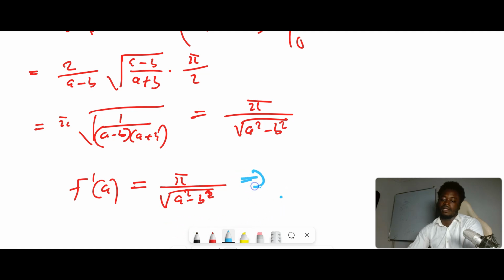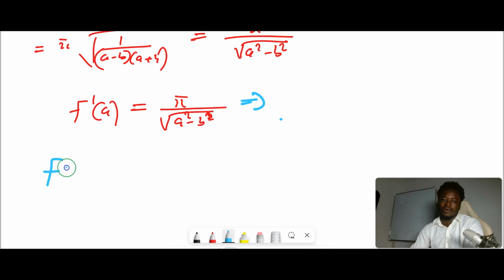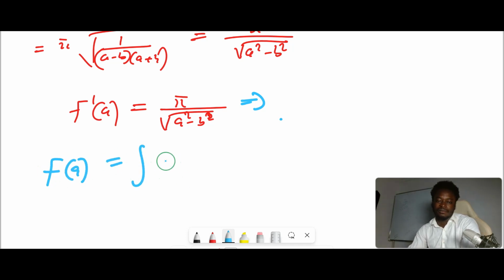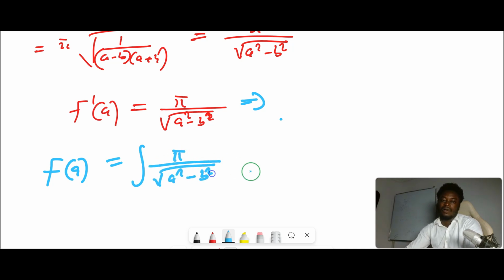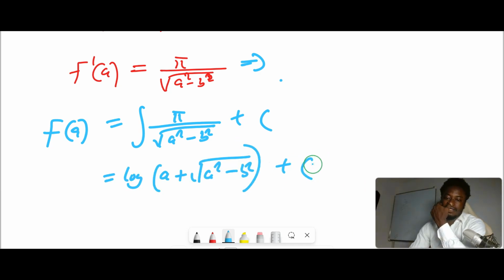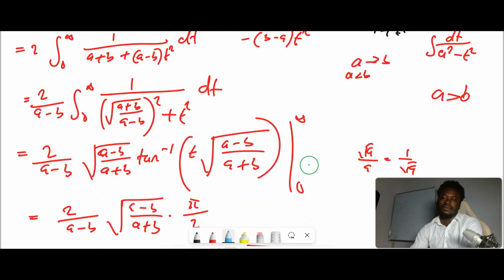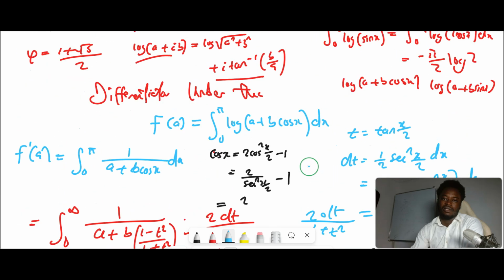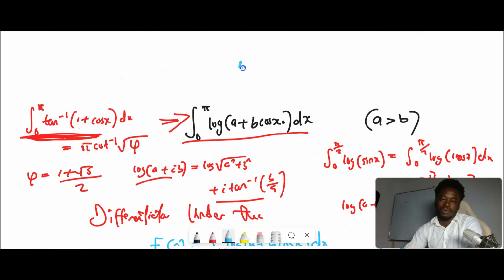would be the antiderivative of pi over the square root of a squared minus b squared, plus c rather. The antiderivative of this is basically the logarithm of a plus the square root of a squared minus b squared, then plus c, which is the constant here. You can find c by going back to your original problem, and for simplicity, we're going to set b to be 0.